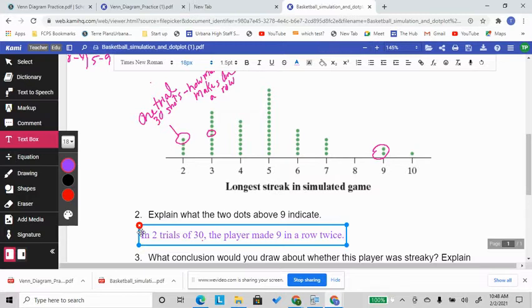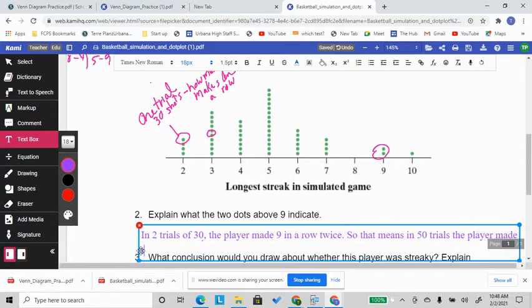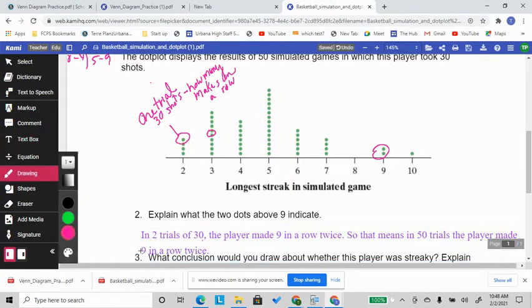Okay, so that means in 50 trials, a player made 9 in a row twice. Each dot is one trial of 30. There are 50 dots, so that means in 2 of the trials, 2 of the dots, so 2 trials of 30, they made 9 in a row.